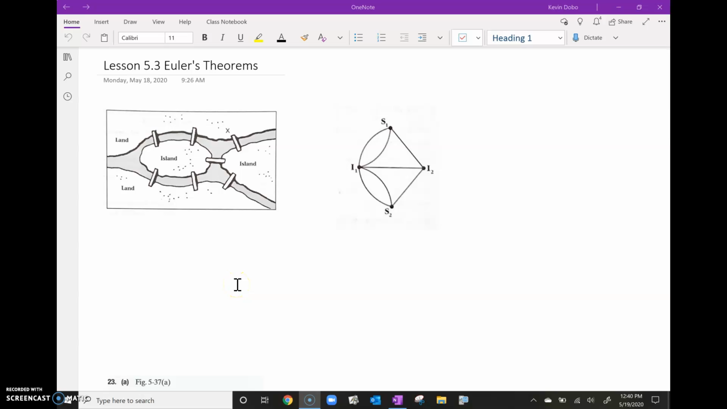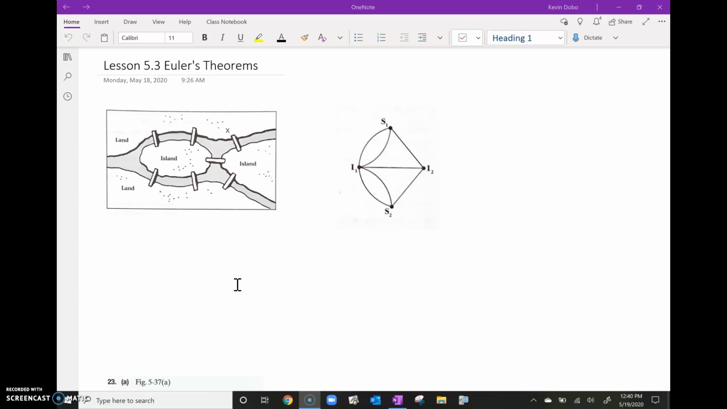All right, here we're going to do Unit 5, Lesson 3. We're going to start talking about Euler's theorems. We talked a little bit about Euler at the beginning of this chapter, so we're going to revisit and discuss some specifics about Leonhard Euler and his theorems.